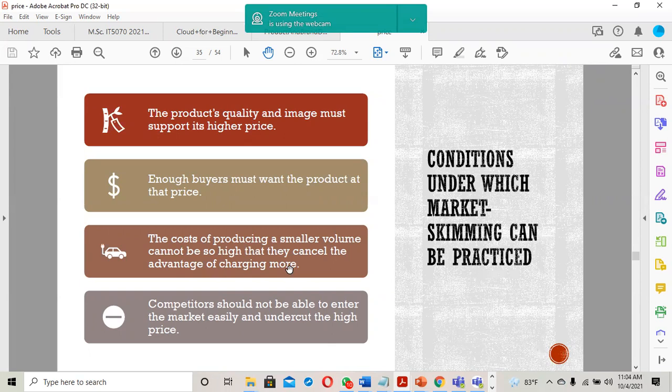Competitors should not be able to enter the market easily. If somebody is offering the same features, same quality, at a much lower price, then this strategy is not going to work.